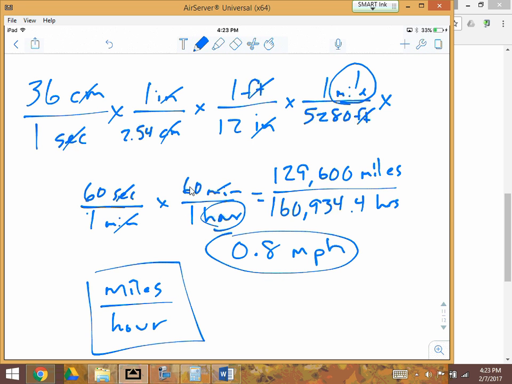So yeah, that was a little bit more complicated because we had to change 2 units out. But the process is very much the same.